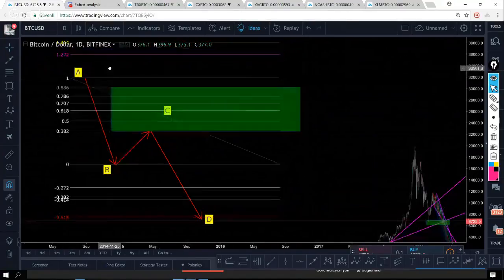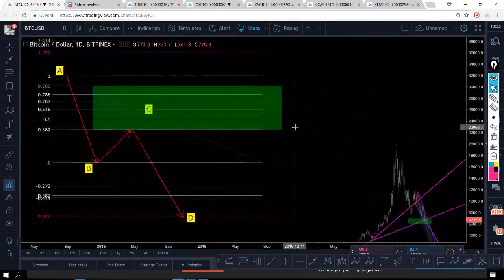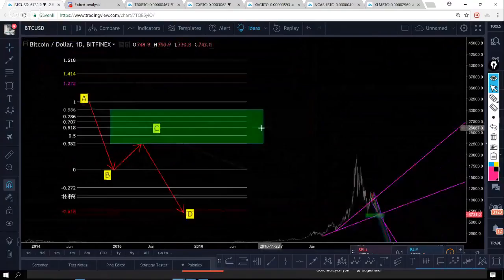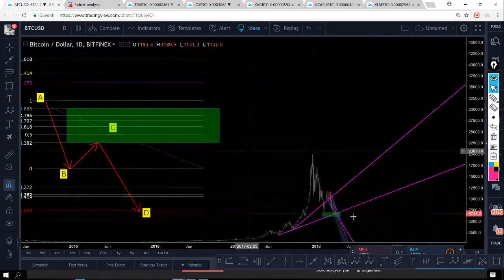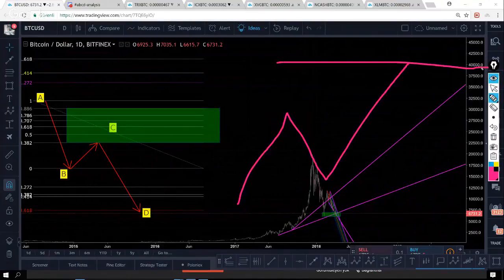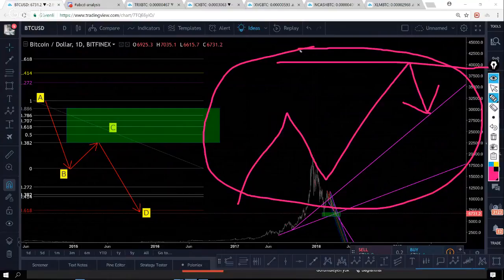This is the pattern, guys, and you can think of this as a bearish pattern like this one. Here is the sell point. You can use this as a sell target after the trade is executed.